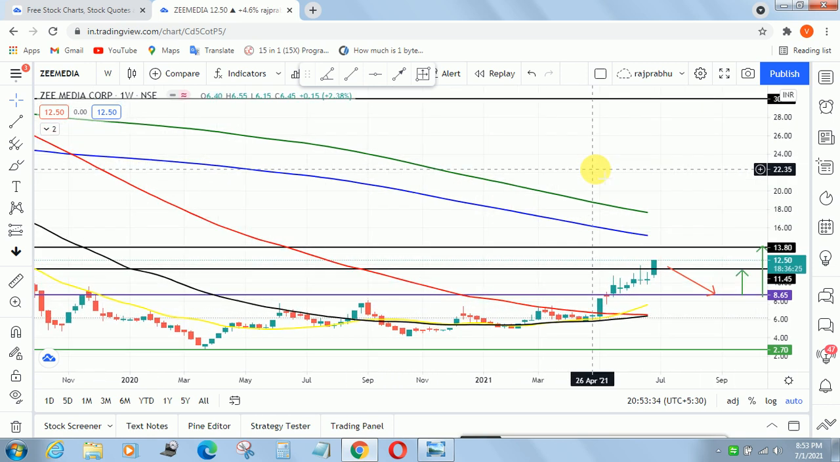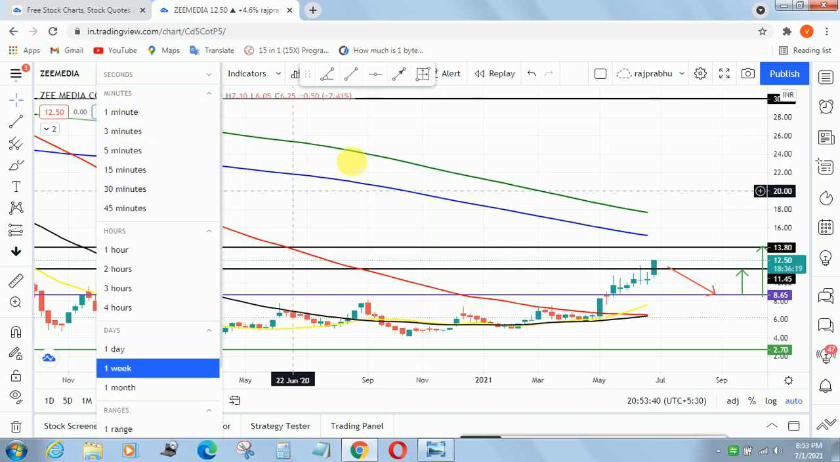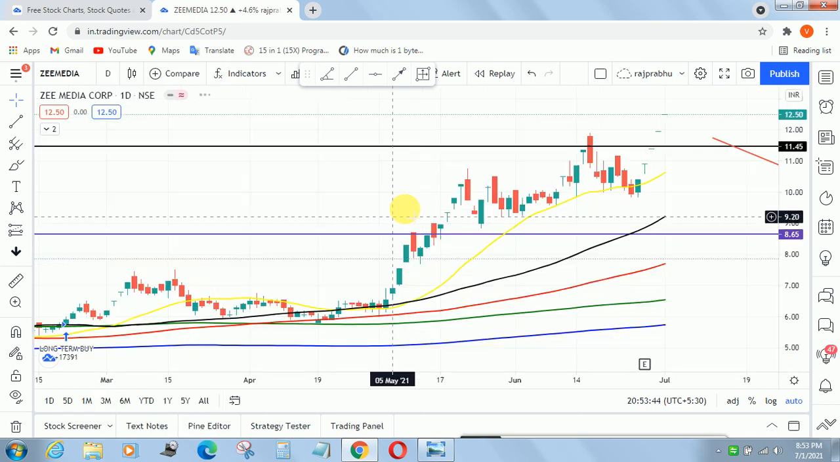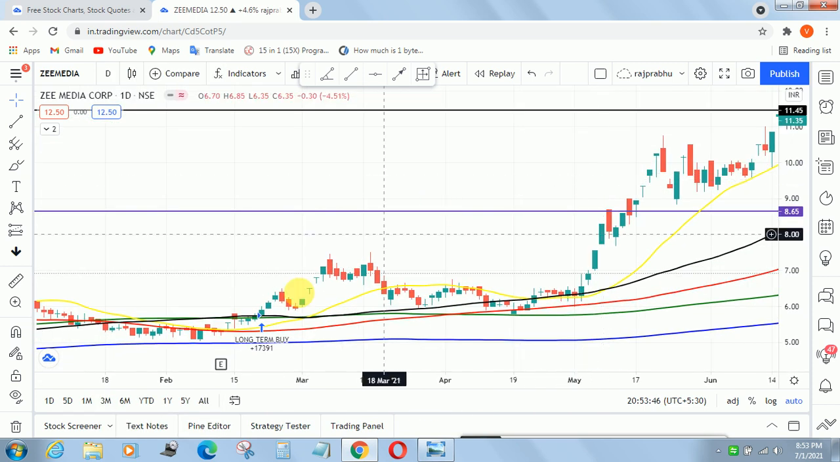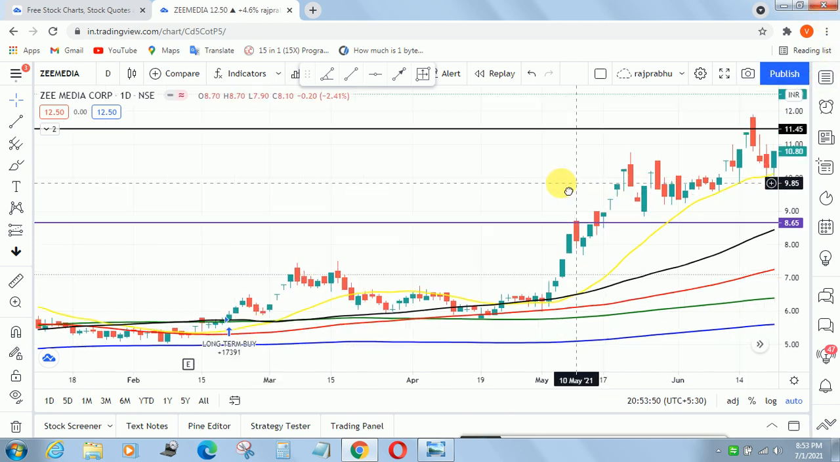Okay, I'm going to show you the time frames. See, we can use it in the weekly chart, and we can use it in the daily chart also. We get some instant signals. See here, I'm going to show you in R Power.